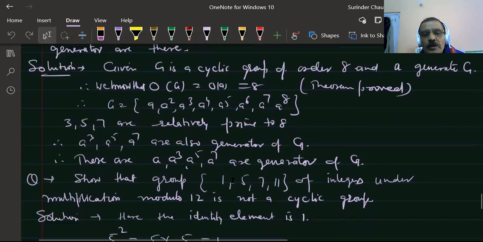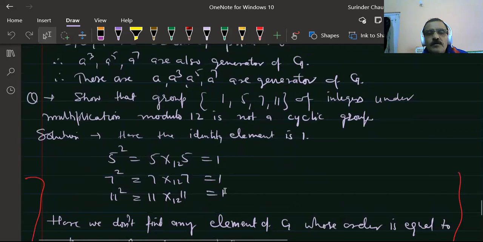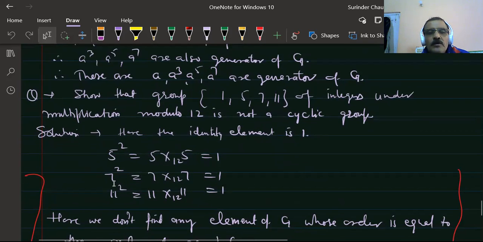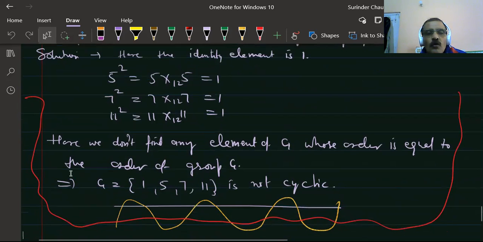For this example, show that the group consisting of the numbers 1, 5, 7, 11 under multiplication modulo 12 is not cyclic. Now 5 squared is 25, divided by 12 gives 1. 7 squared is 49, divided by 12 gives 1. 11 squared is 121, divided by 12 gives 1. Here we don't find any element of G whose order is equal to the order of the group.